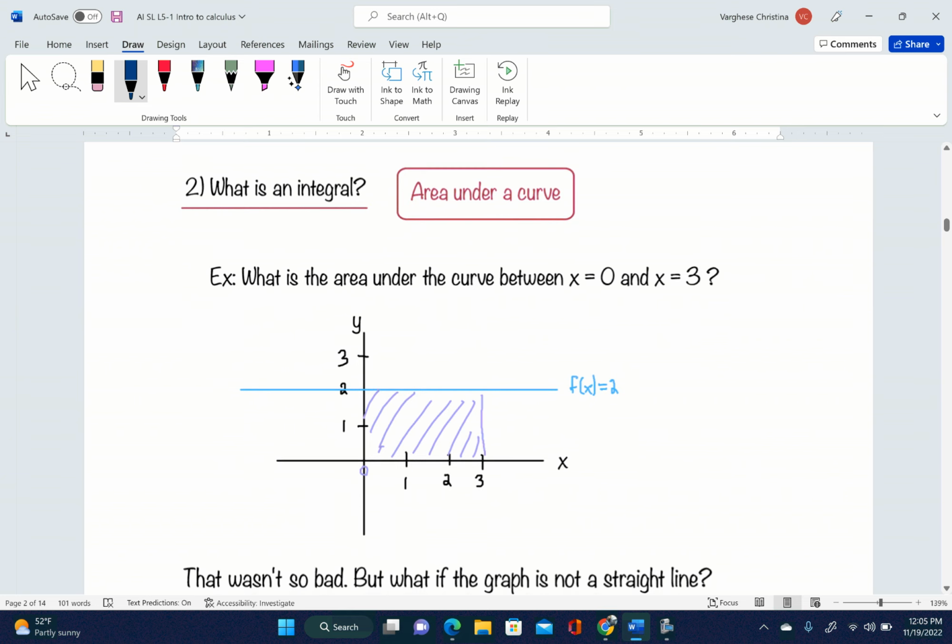What's an integral? An integral is just an area under a curve. So if we have this line right here, which is y equals 2, f of x is the same thing as y. So if y equals 2, we have this line right here.